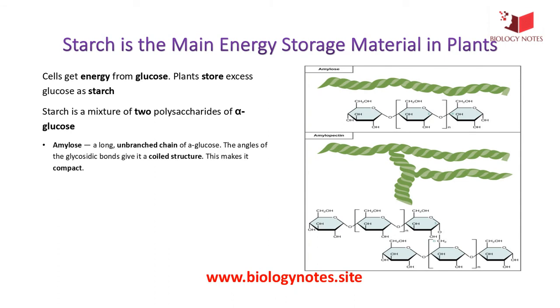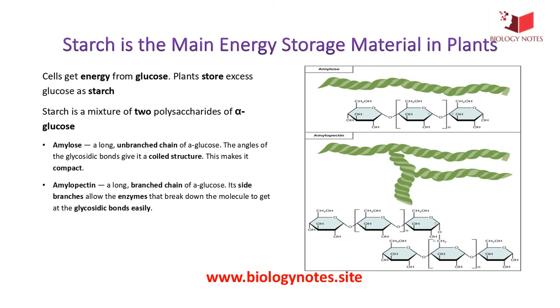Amylose is a long, unbranched chain of alpha-glucose. The angles of the glycosidic bonds give it a coiled structure, almost like a cylinder. This makes it compact, so it's really good for storage because you can fit more into a small space. Amylopectin is a long, branched chain of alpha-glucose. Its side branches allow the enzymes that break down the molecule to get at the glycosidic bonds easily. This means that glucose can be released quickly.